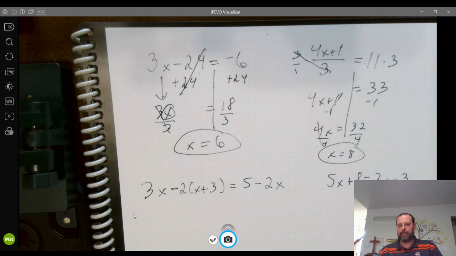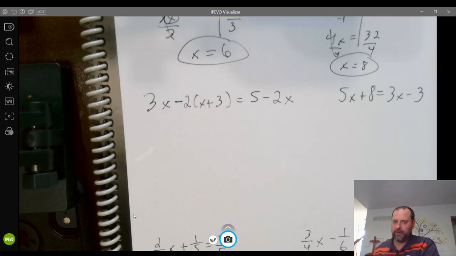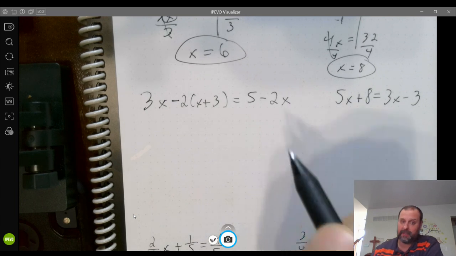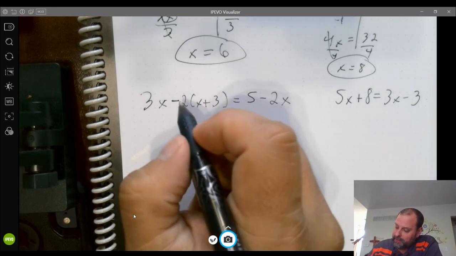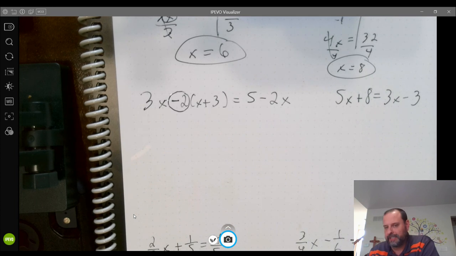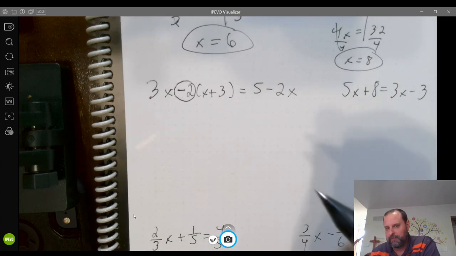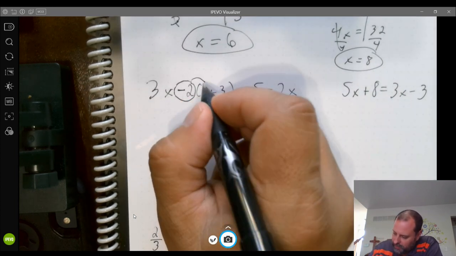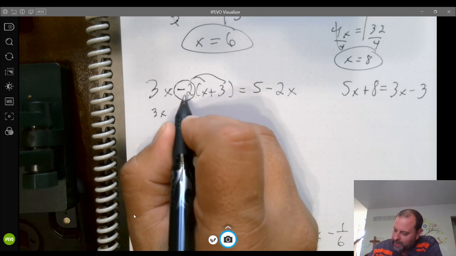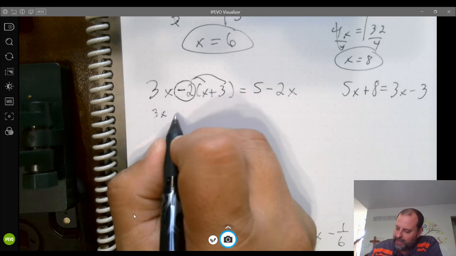Okay. Next one we got. This is one now where I have more steps involved. I'm going to use almost all my steps, I think. I specifically chose this one because of the -2. Step 1 tells us that if you have parentheses, distribute first. Well, the key with this one is the 3x comes down, but I am distributing a -2.